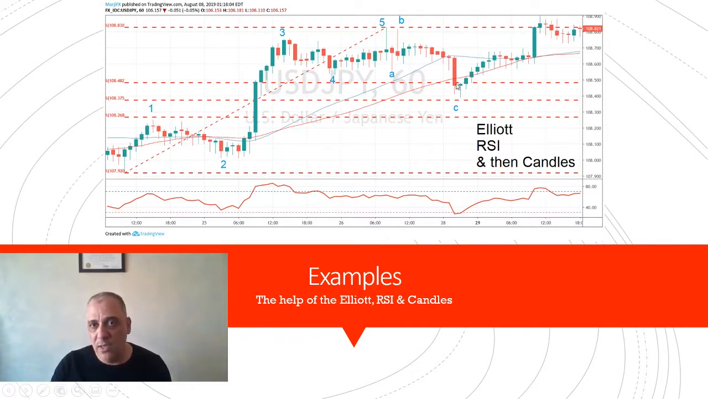Okay, so here we did not have the support of the RSI, but here we had the support of the RSI. Okay. What else do we have? We have a green candle. This is what we call a hammer.